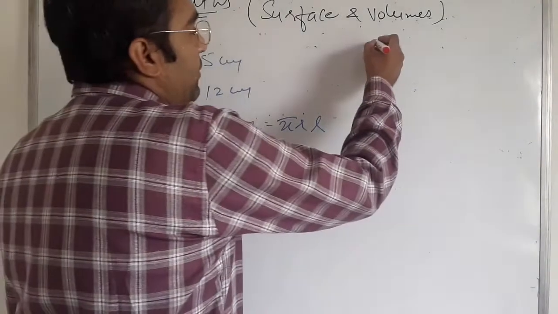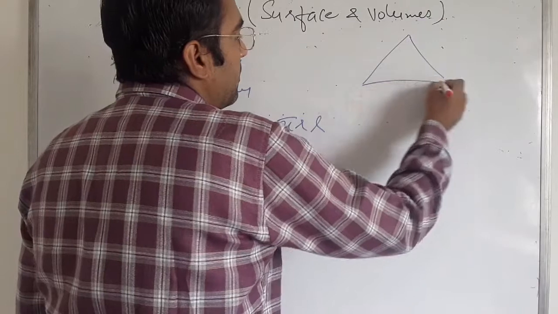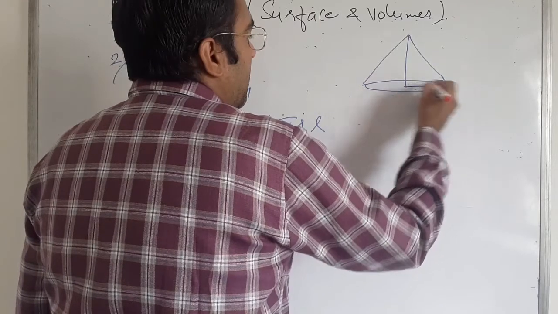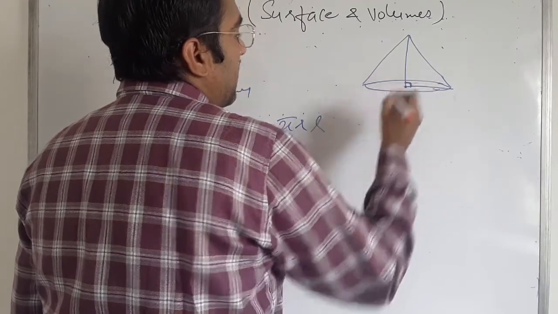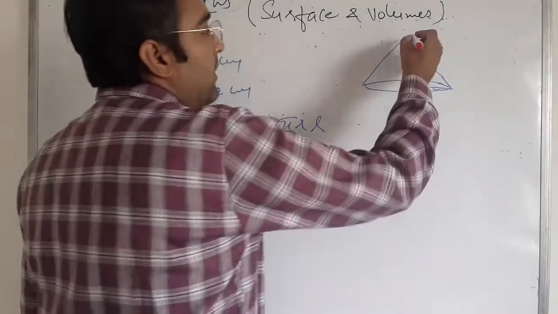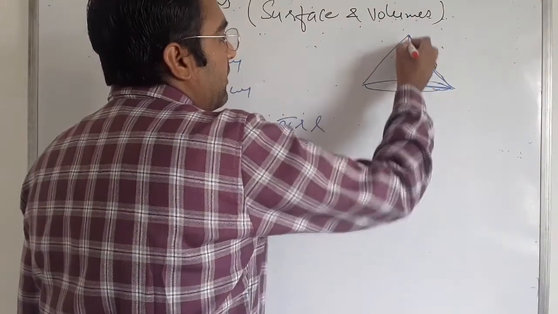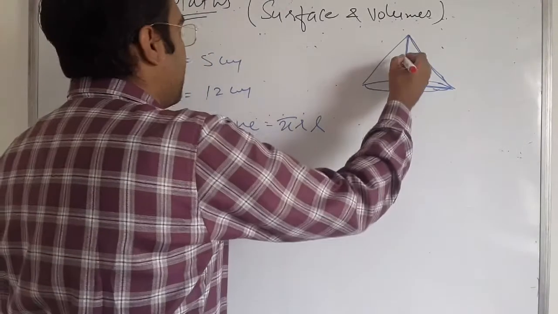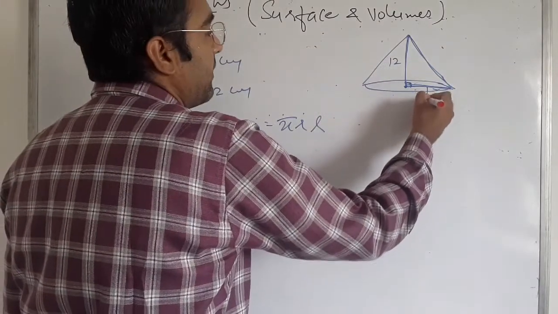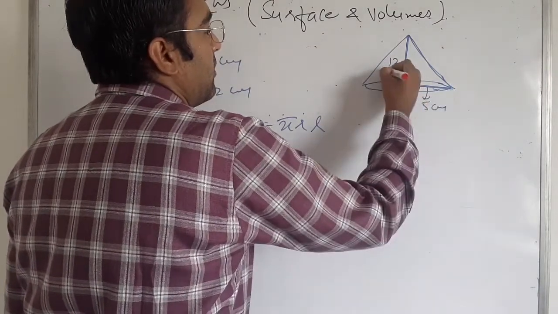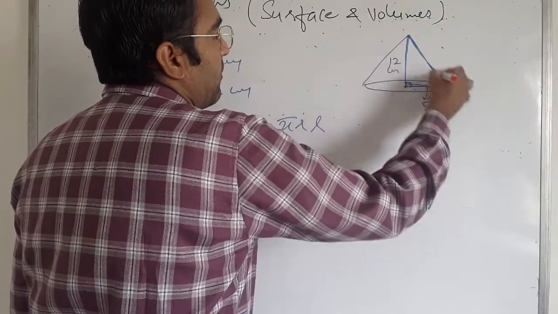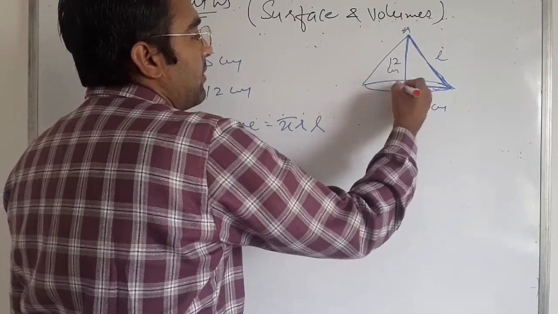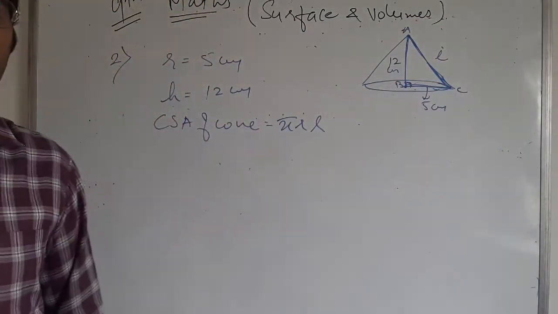Now we know that in the cone, the radius and vertical height form a right angle at the center of the circle. So we can see a right angle triangle. For the height we have 12 and the radius is 5. So as per the data, what is my slant height? We have to use Pythagoras to solve this question.